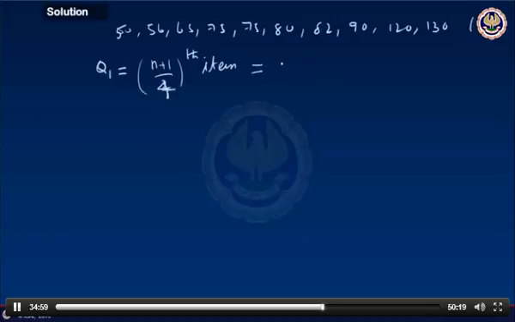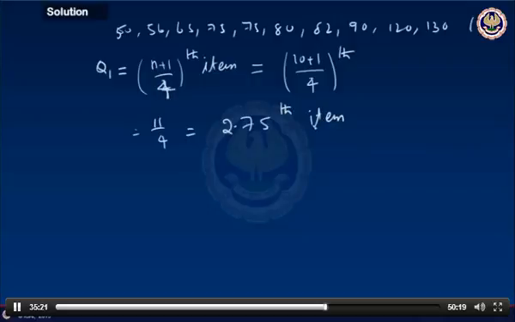In that category, 10 plus 1 by 4, which is 11 by 4, which is the 2.75th item. In this category, we have to find the 2.75th value in the data which has been arranged in ascending order of magnitude.